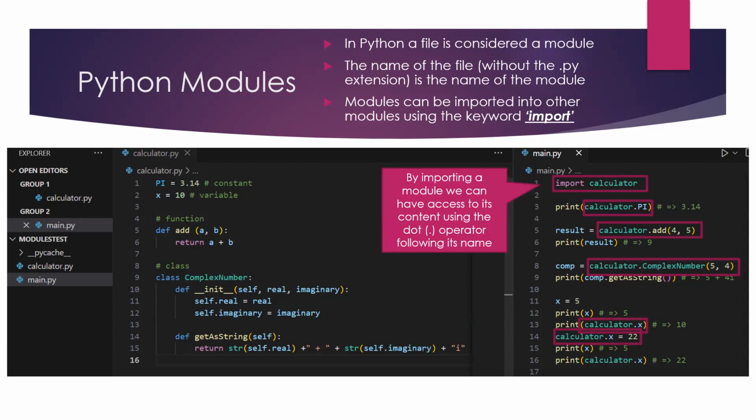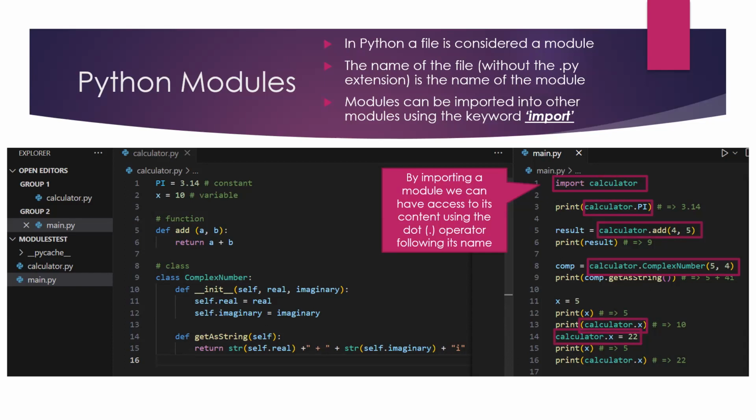Now this looks like an object, but it's not. We're using the dot operator as if it was an object, but it's not. This is a module. This is different from saying comp dot something, which is message passing, calling a function through an object. This is not the same. This is just calling a component of a module.